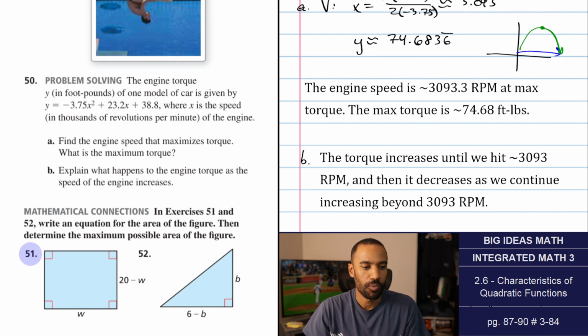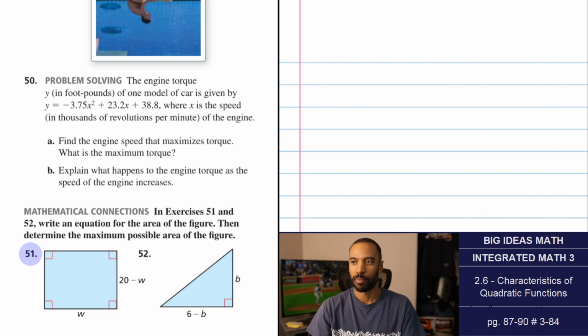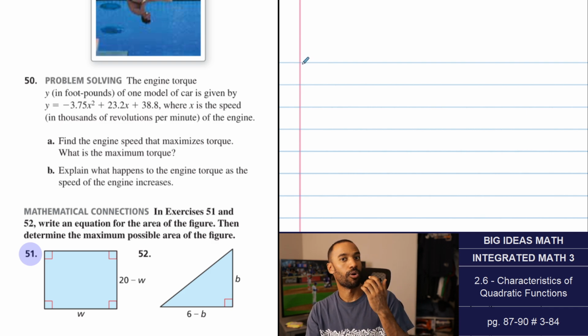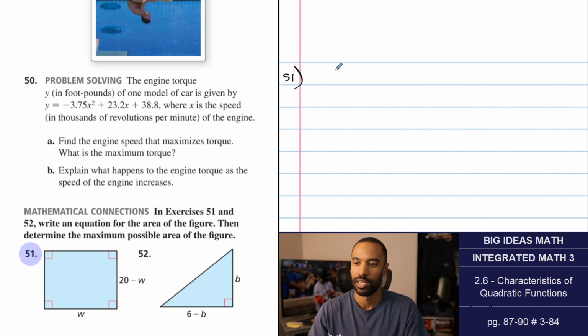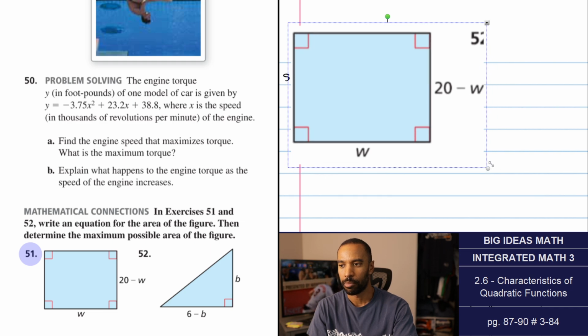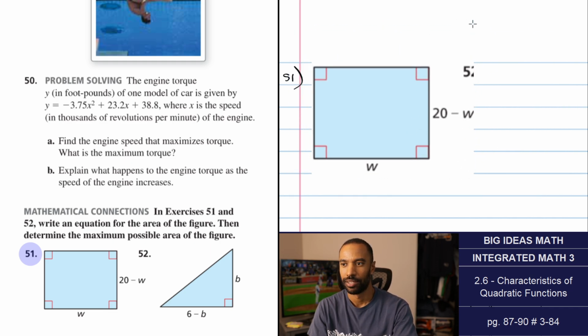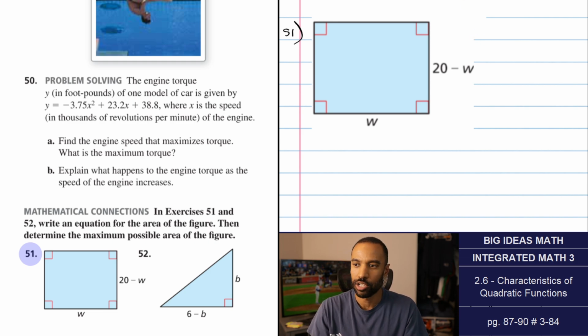All right, in exercises 51 and 52, write an equation for the area of the figure, then determine the maximum possible area of the figure. It's all about maximizing here, and it's based off models. If you have a fixed perimeter for your figure, even though the width can change, the length changes based on width, which fixes your perimeter in a way. But with a fixed perimeter, your area can change as well. And when your area changes, that means it can get bigger or smaller. What maximizes it?